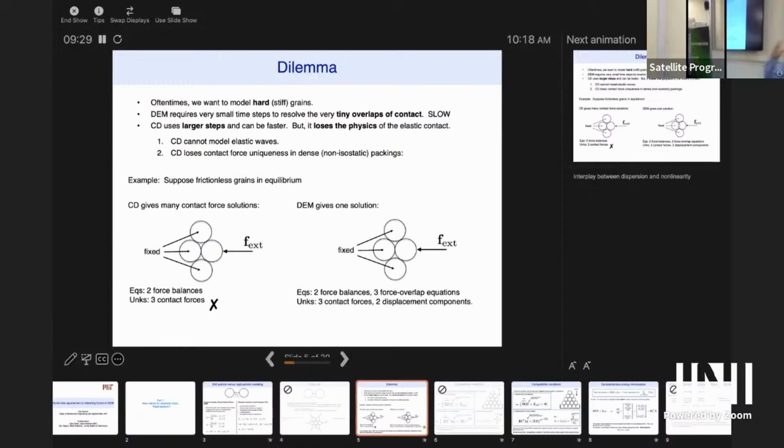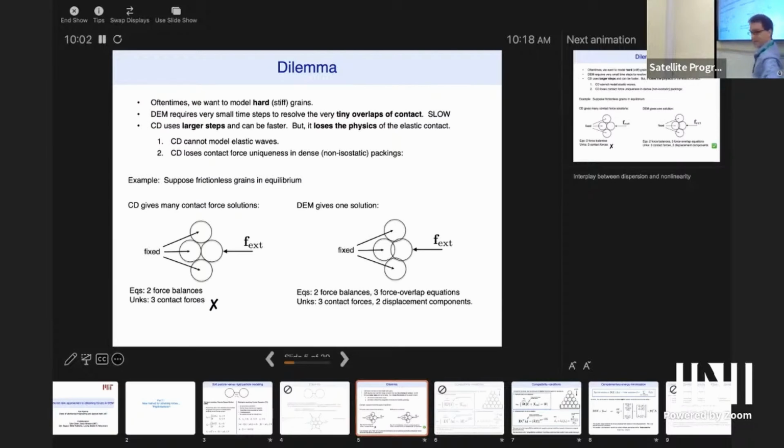Remember with DEM, you should imagine there's overlap. So literally, when you press on this thing, it causes the particle to overlap its neighbors. And by doing that, there's now a geometric relationship that says this overlap will be a certain factor of that overlap. And it means that it's going to specify some ratio between all the forces for you. So if you look at it mathematically, yes, there's still 2 force balance equations here, but I have 3 force-overlap relations. That's like my spring relations.